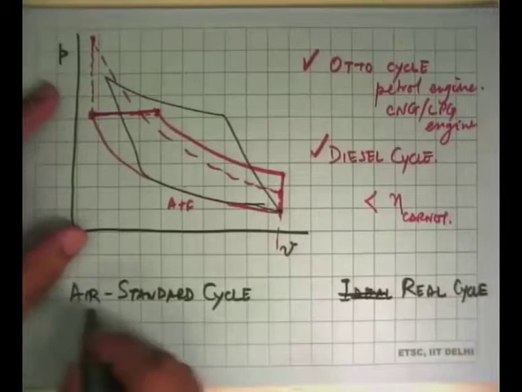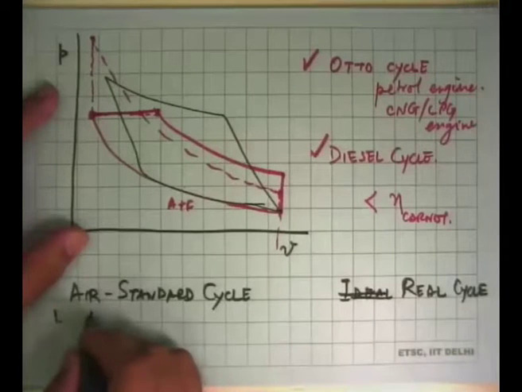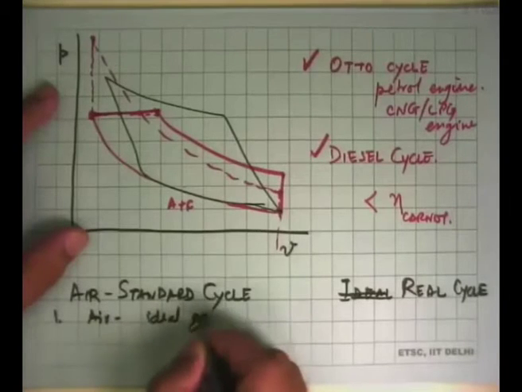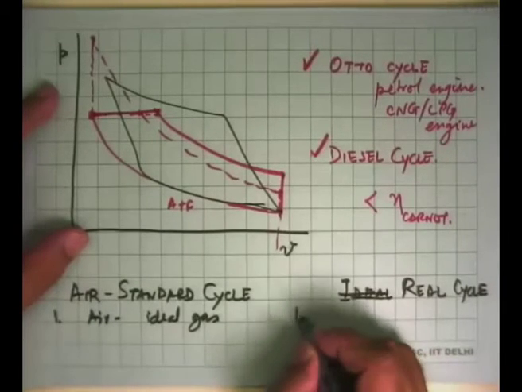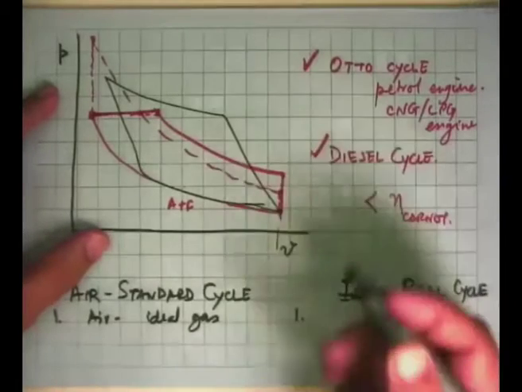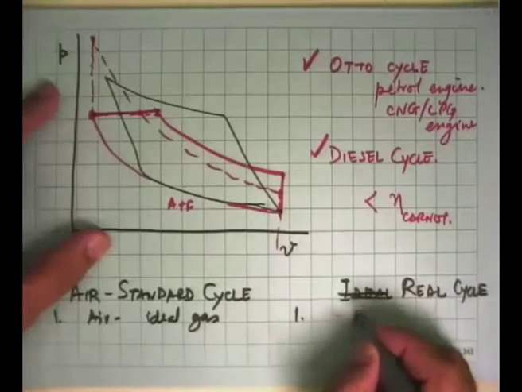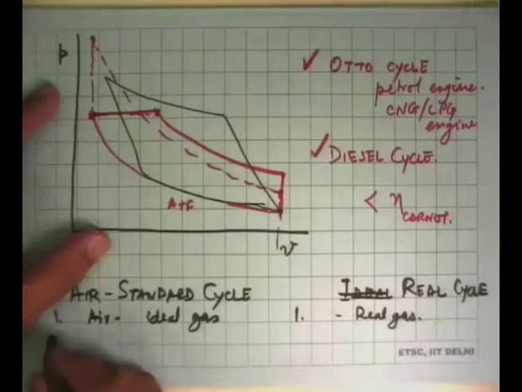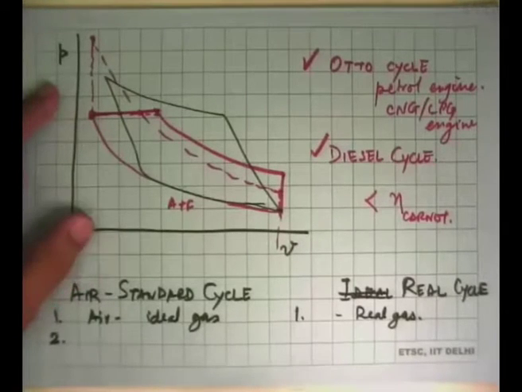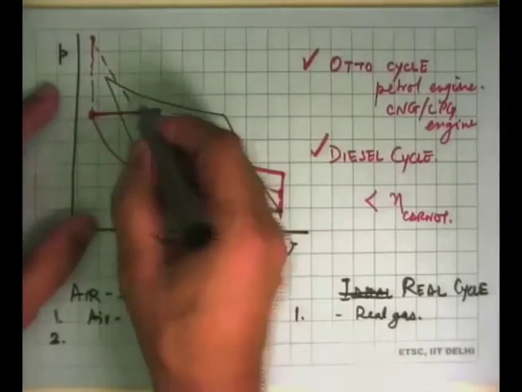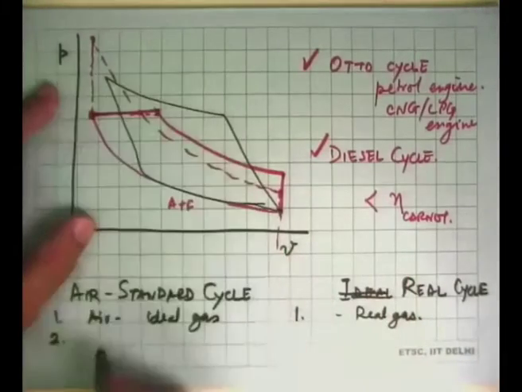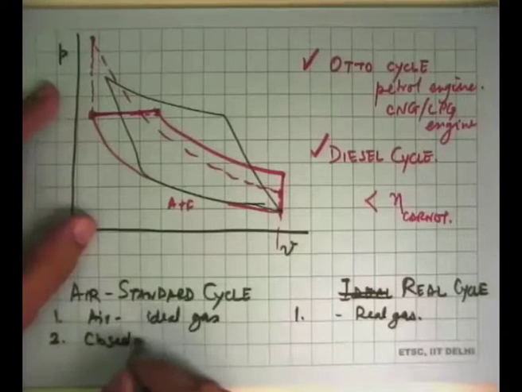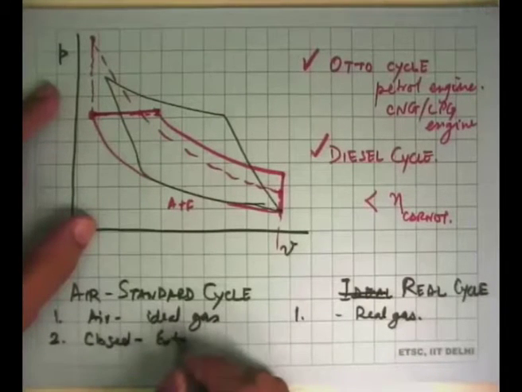So what happens here is that first, the working substance in the air standard cycle is air, which is assumed to be an ideal gas. In the real cycle the working substance is air plus a mixture of the combustion gases, and that would actually behave like a real gas. The second thing is the heat addition that we show on these diagrams. In an air standard cycle, it is a closed system where externally it is heated and cooled.